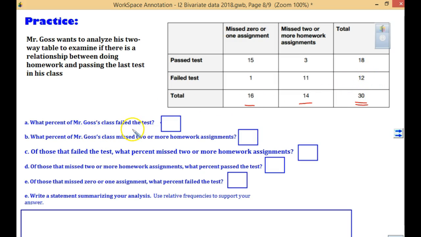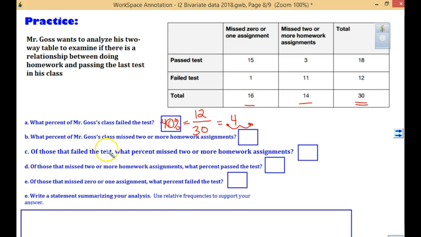So it says what percent failed this class or failed the test. If we are looking at that, you're going to put the percent in the box, but right behind that I want you to tell me the two numbers we're dividing by. We're looking for the whole class, so we're going to divide by 30. And if we are looking at the ones that failed, our failed tests, 12 divided by 30, which gives us exactly 0.4, which means 40%. So this is a decimal, 0.4. Remember, to change a decimal to a percent, you move it over 2 places, 40%.